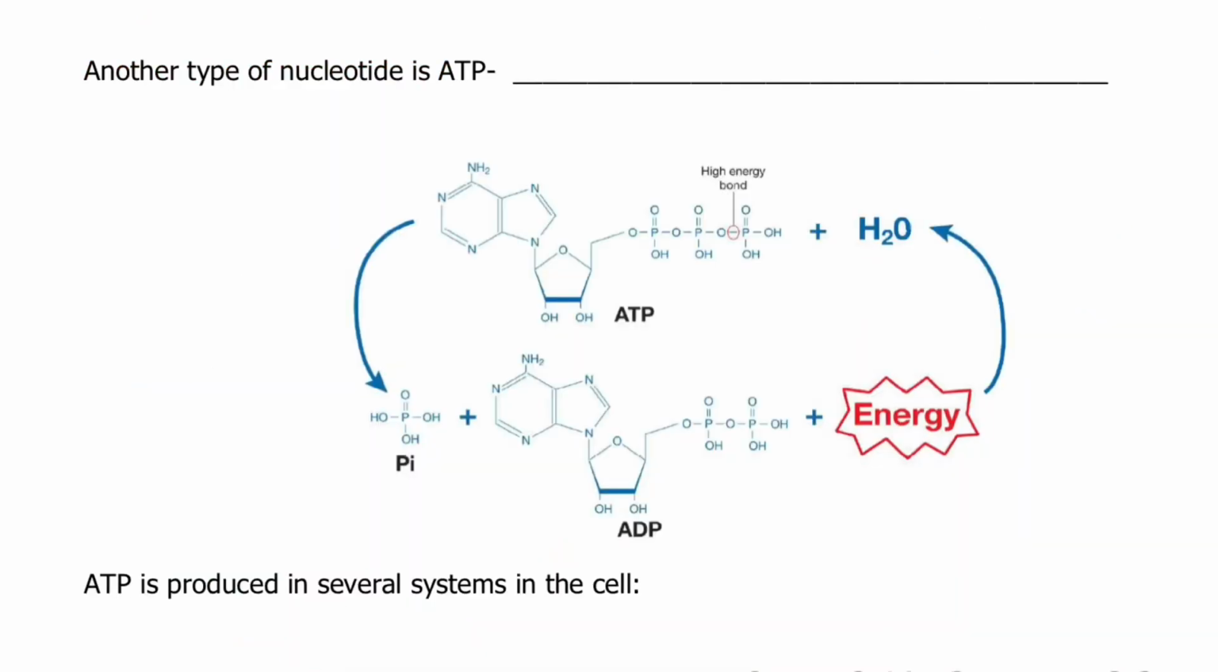And the last of the nucleic acids is another type of nucleic acid. This shouldn't say nucleotide. Pardon me. That should say nucleic acid right there. Another type of nucleic acid is ATP, and ATP stands for adenosine triphosphate. Adenosine triphosphate.